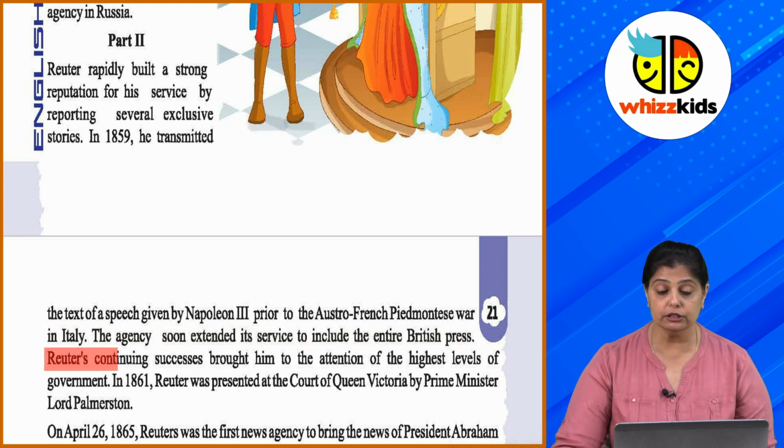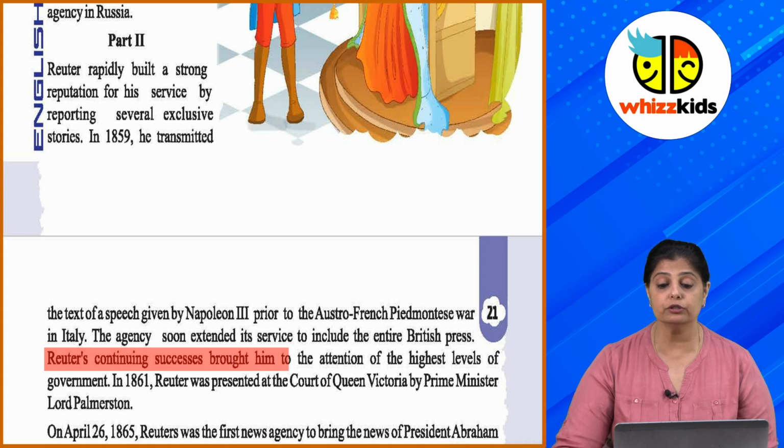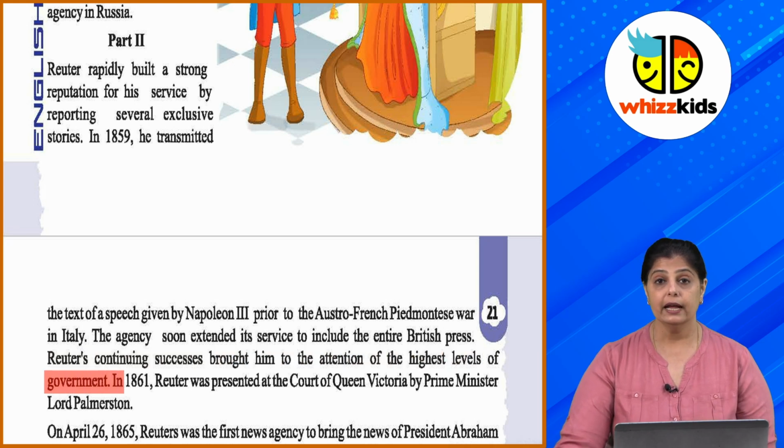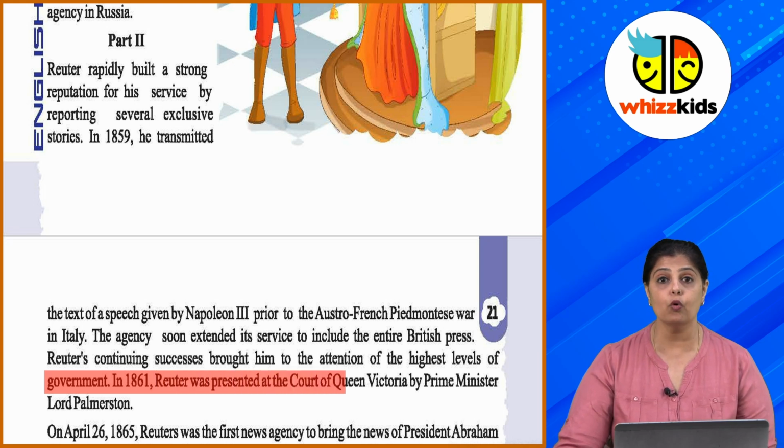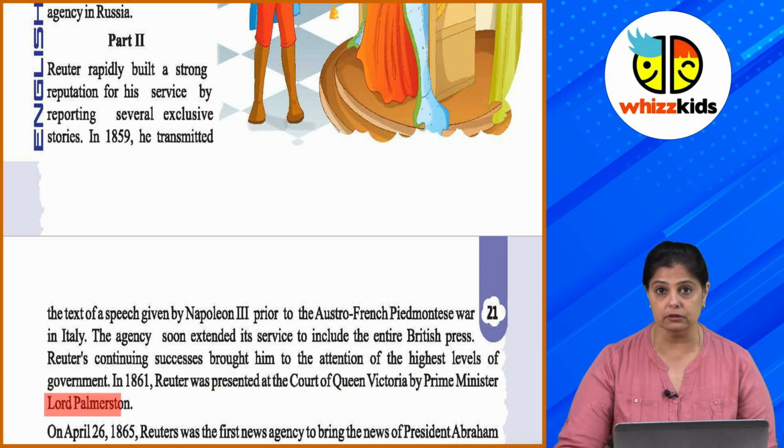Now Reuters' continuing success brought him to the attention of the highest levels of government. In the year 1861, Reuters was presented at the court of Queen Victoria by Prime Minister Lord Palmerston.